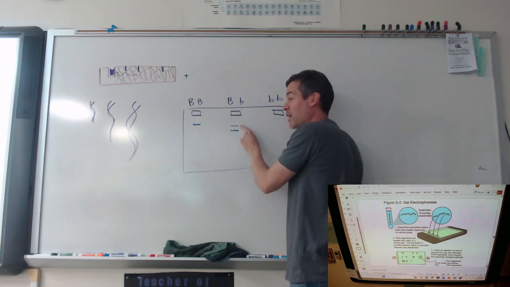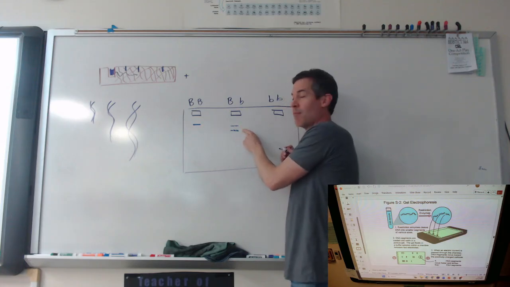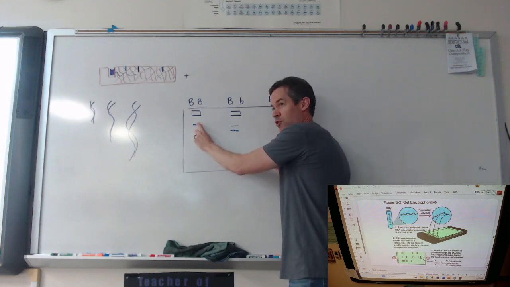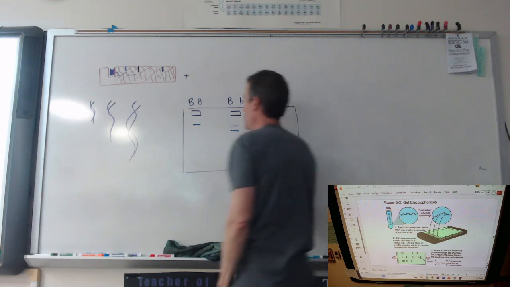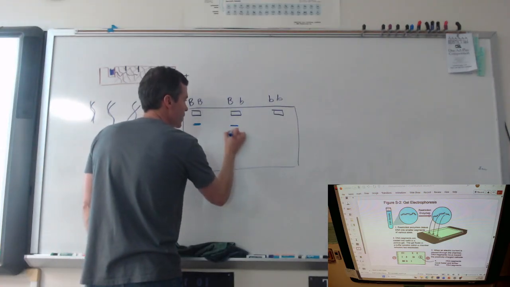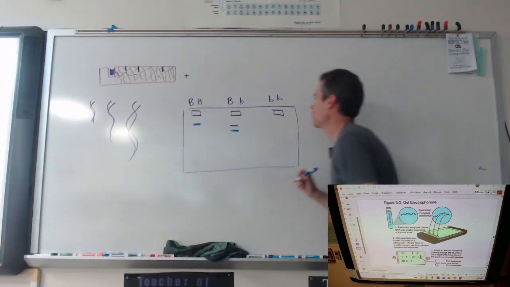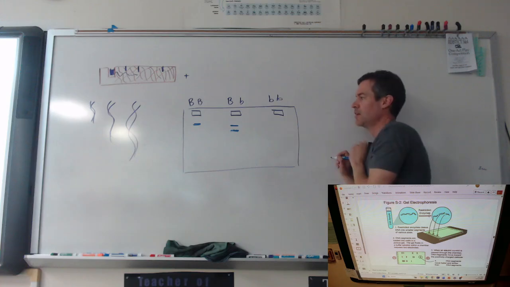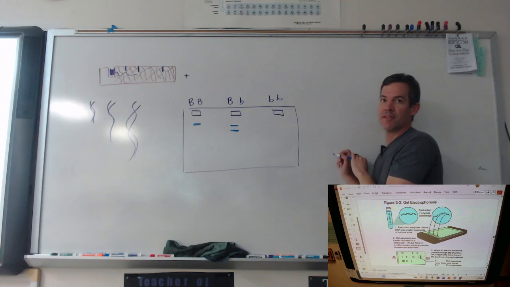If I put down 5 microliters of blue ink and 5 microliters of blue ink, that's lighter than if I put down a line of 10 microliters of blue ink. So that line will be thicker and darker. That one will be thinner. How many bands will this one have? 1. Will it be dark or light? Or thick or thin? Thick. And where will it be located?